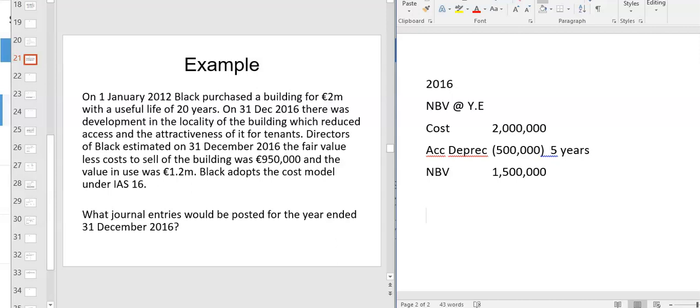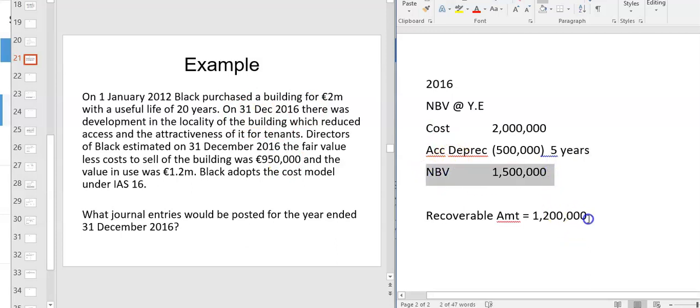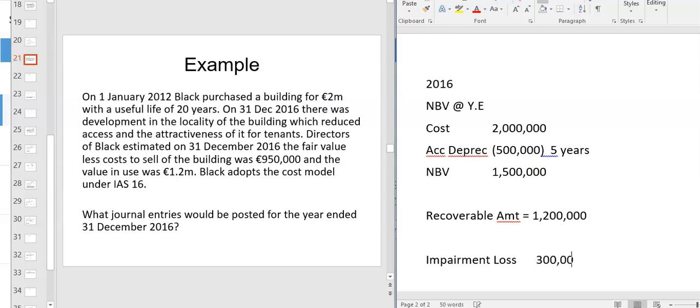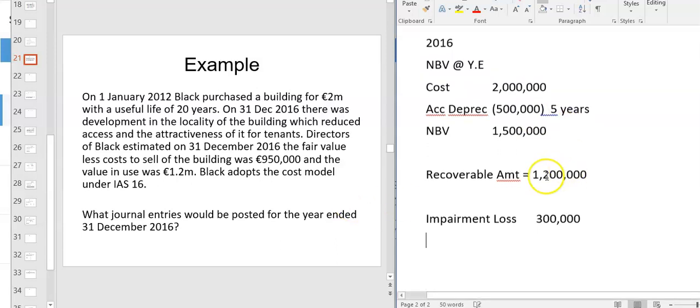2016. We know now the recoverable amount is actually equal to 1.2 million, because the fair value less cost to sell is 950. I don't ask you to calculate the value in use here. It's given to you directly. And the value in use is 1.2 million. So think of it back now. I have my carrying value, otherwise known as net book value. That's what it's in the accounts at. But I know now I can recover 1.2 million. So that means we have an impairment loss of 300,000. The asset is overstated in the accounts, so you're going to reduce the asset by 300,000.